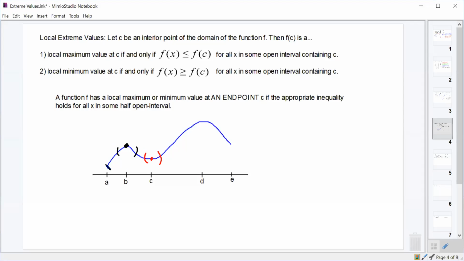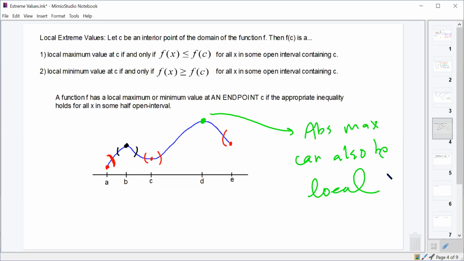The same applies for endpoints. This endpoint at A is a local min because I can have a half open interval from A to whatever this point is here, where it's the lowest point. Same at E. Right? I can have a local minimum at E because on the half open interval, it's the lowest point. And we'll note that an absolute maximum or an absolute minimum can also be a local, right? Or a local one can also be an absolute. Okay. Good or no?